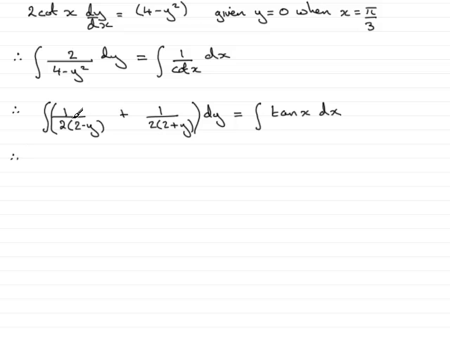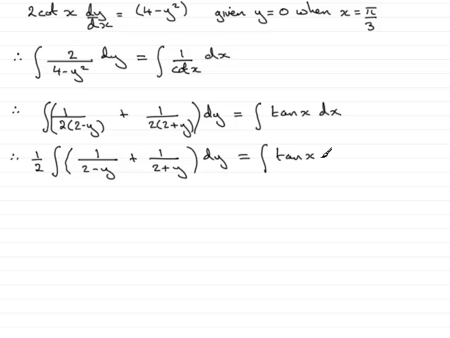Now to integrate these, what I'm going to do is pull out the 2, in other words pull out a half as a common factor. You don't have to do this, but I feel it makes the question a lot simpler. I always get in the habit of pulling out constants in front of integrals. So we have 1 over 2 minus y plus 1 over 2 plus y, integrated with respect to y. I'll leave this integral just for the moment, and we'll have the integral of tan x with respect to x.